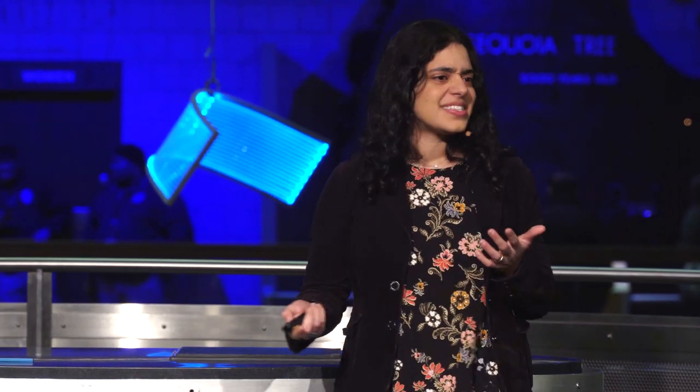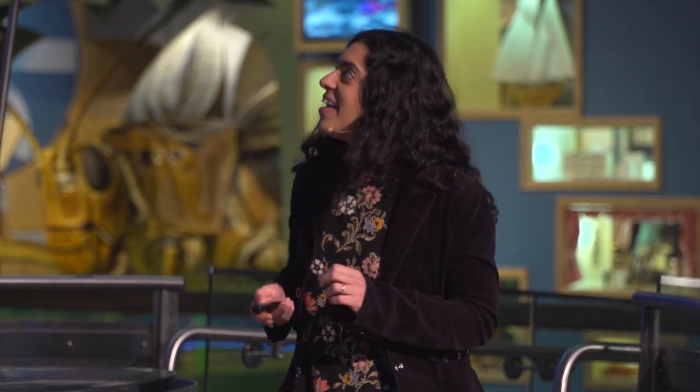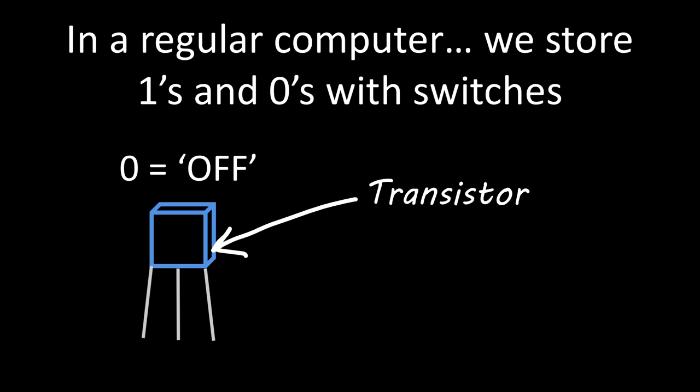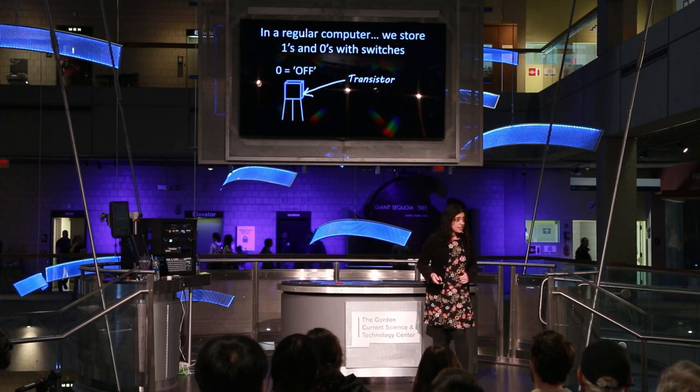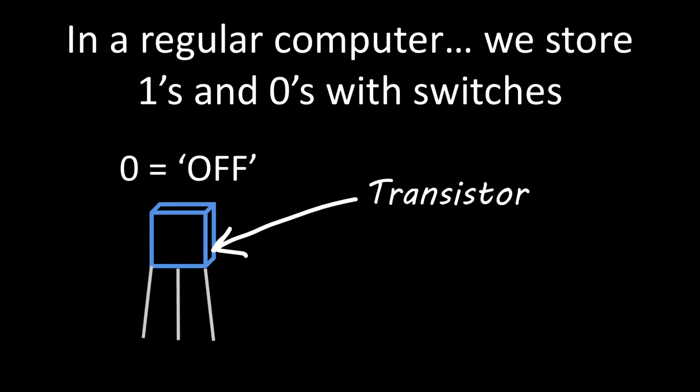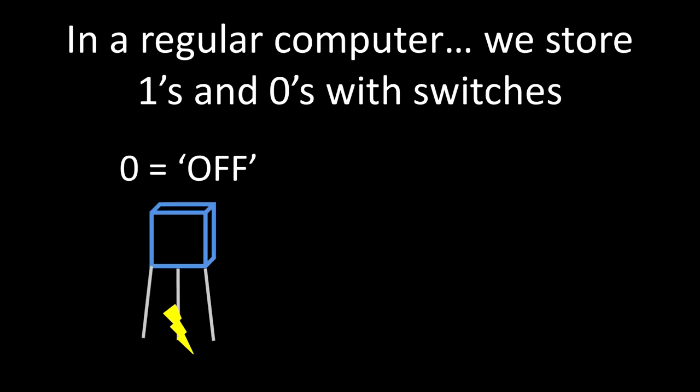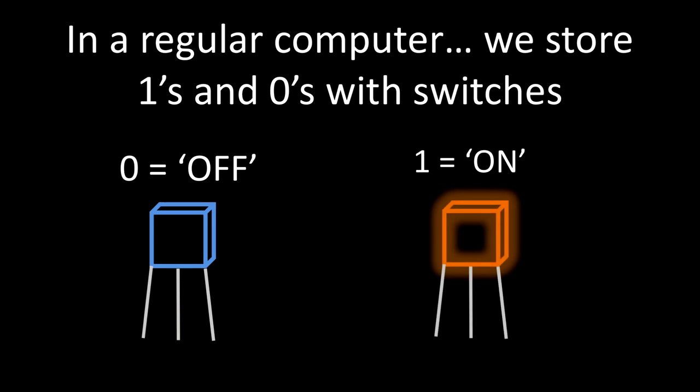Okay, so these bits, these zeros and ones, what are they? What are they physically, right? Well, they're actually switches. And the way we implement these switches in our normal computers is we use what's called a transistor. A transistor is just a switch. It looks a bit like that weird thing over there that has three wires coming out. And that one over there is off. And so we say when it's off, it's representing a zero. To turn it on, all you have to do is apply a little bit of electrical charge to that middle wire over there to turn the switch on. And when it's on, we say it's representing a one. Okay.